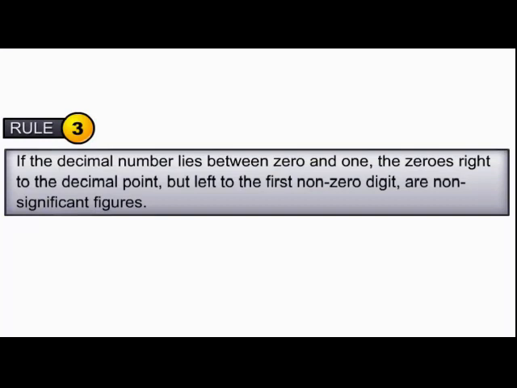The third rule says that in any measurement, if the decimal number lies between 0 and 1, the zeros to the right of the decimal point, but left to the first non-zero digit, are non-significant figures.